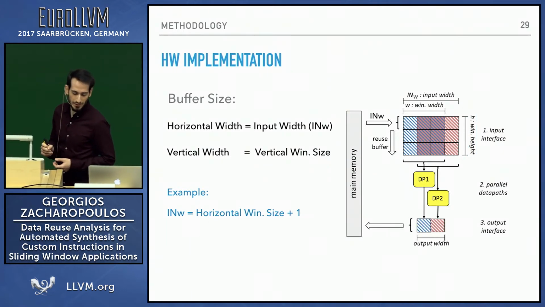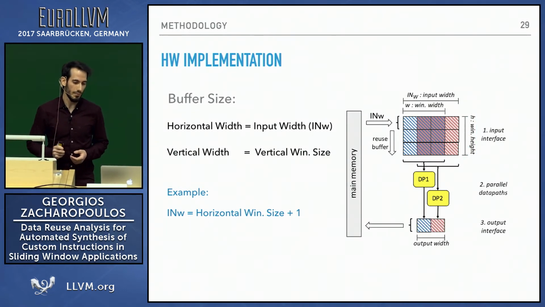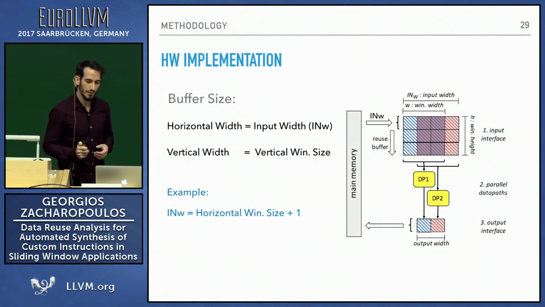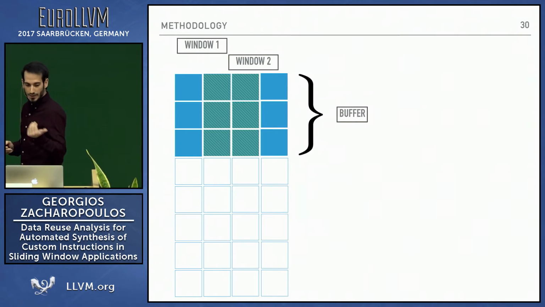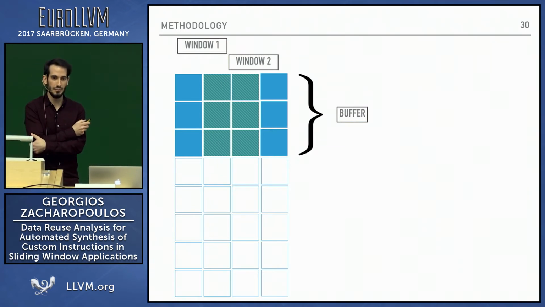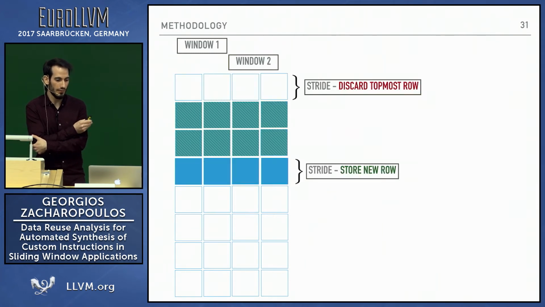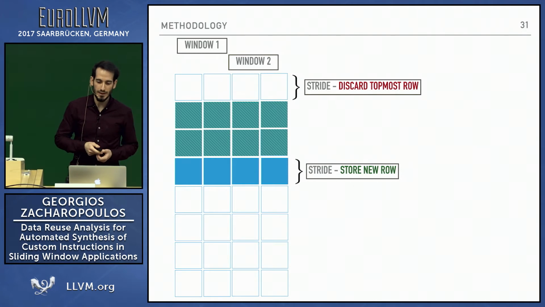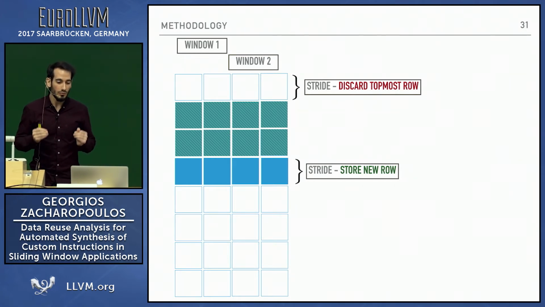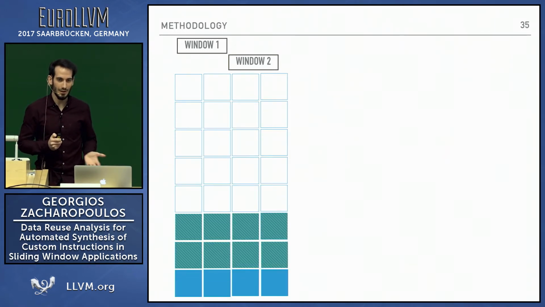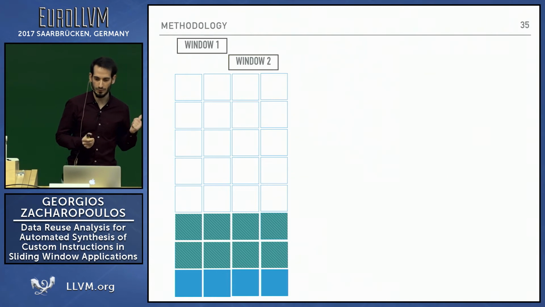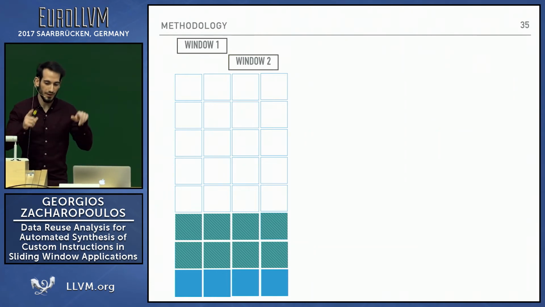And in the end, we just concatenate the results from our execution when we store them back to main memory. Let's see how this buffer works in an example. Okay, so we have, in this case, 2 parallel data paths, since the input width would allow us to do so. And what we do throughout every iteration is that we just discard the topmost row and we store only one new row. And we go on like that until we reach the limits of the vertical width of the whole iteration domain.